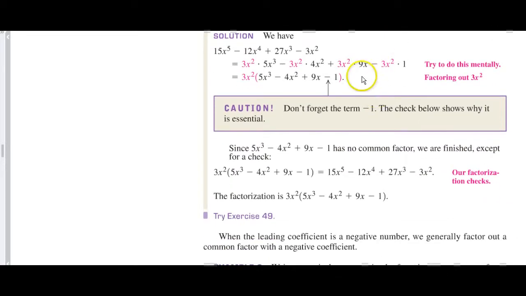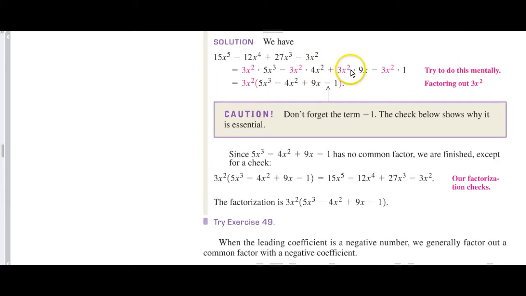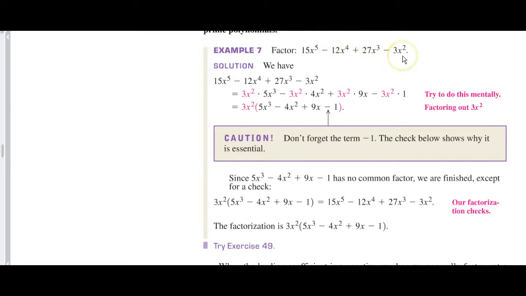Now, in some cases, as you look at this one here, this is example 7. Let's look at this a little more carefully. We have a 15, we have a 12, we have a 27, we have a 3. What can we factor out of all of these as far as the number goes? And the answer is a 3. And in terms of the exponent, again, the lowest is x to the 2nd. We could take that out of each term.